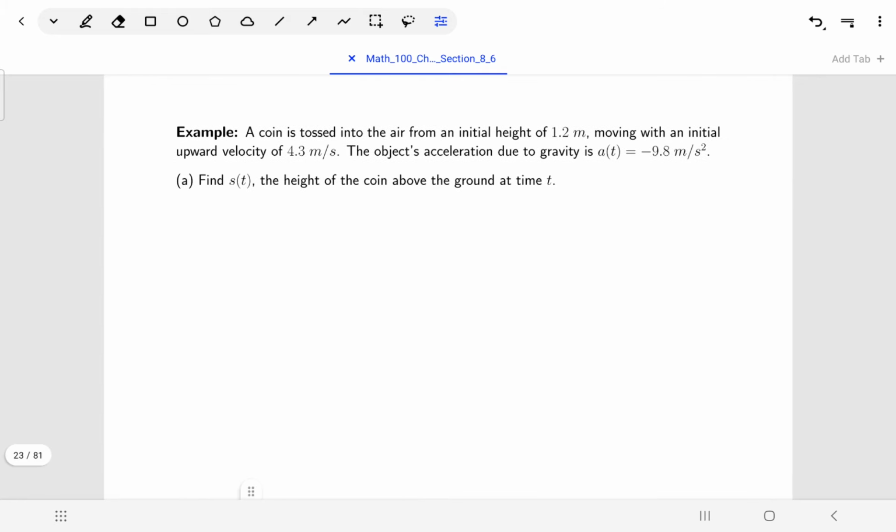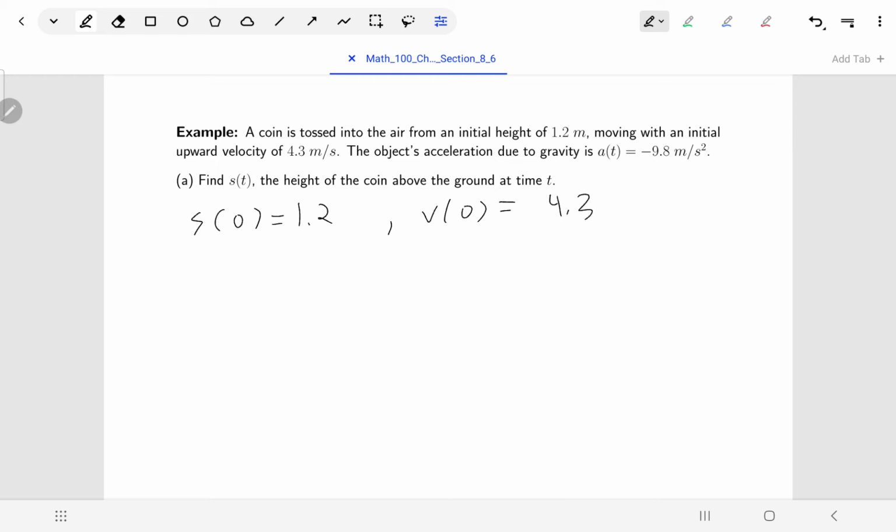Okay, so we have a bunch of things going on here. A coin is initially tossed into the air from an initial height of 1.2 meters. So the position when time is 0 is 1.2, positive because we're above the ground. We're moving with an initial upward velocity. So our velocity when we initially start, it's going upwards, so positive, 4.3 meters per second.